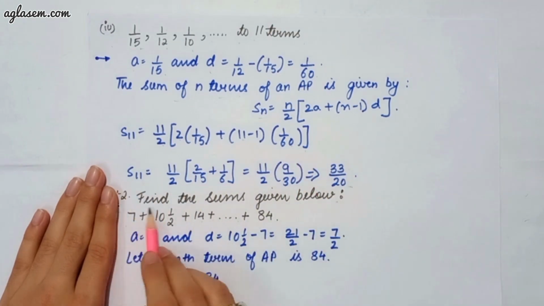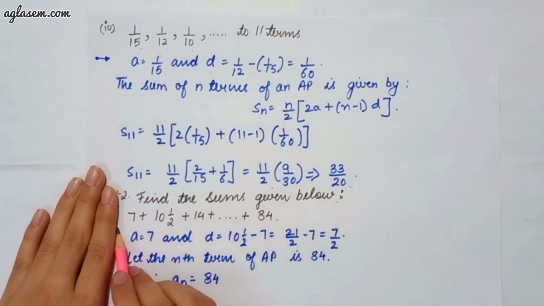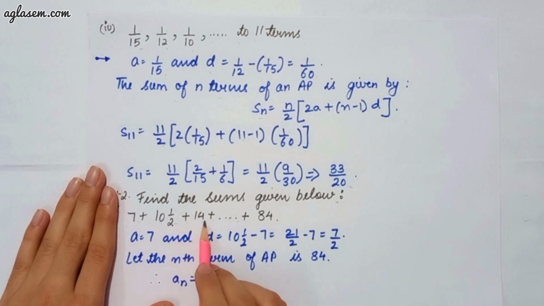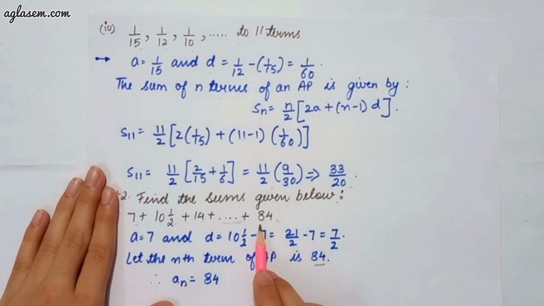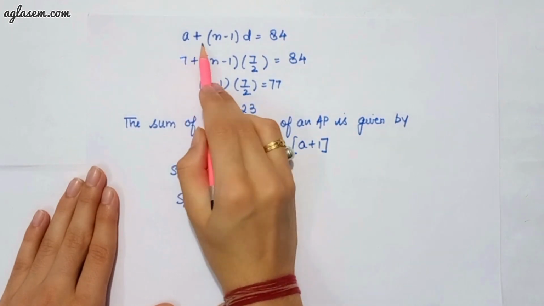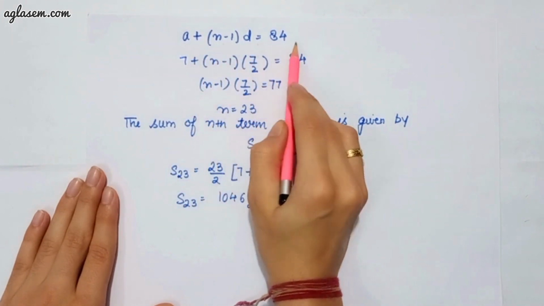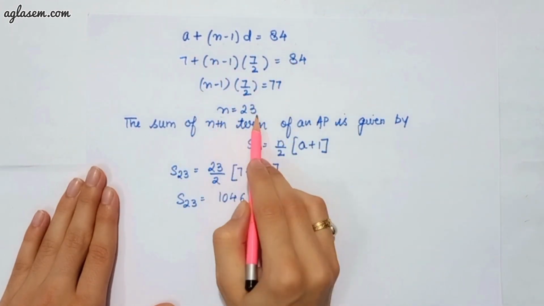Second question says find the sum given below. Part 1 says 7 plus 10 1 upon 2 plus 14 plus dash plus 84. So a we know is 7, and d we can find as 7 upon 2. Here we let the nth term of the AP be 84, so an is equal to 84. Further solving, we get a plus (n minus 1) into d equals 84. So now n will come as 23.